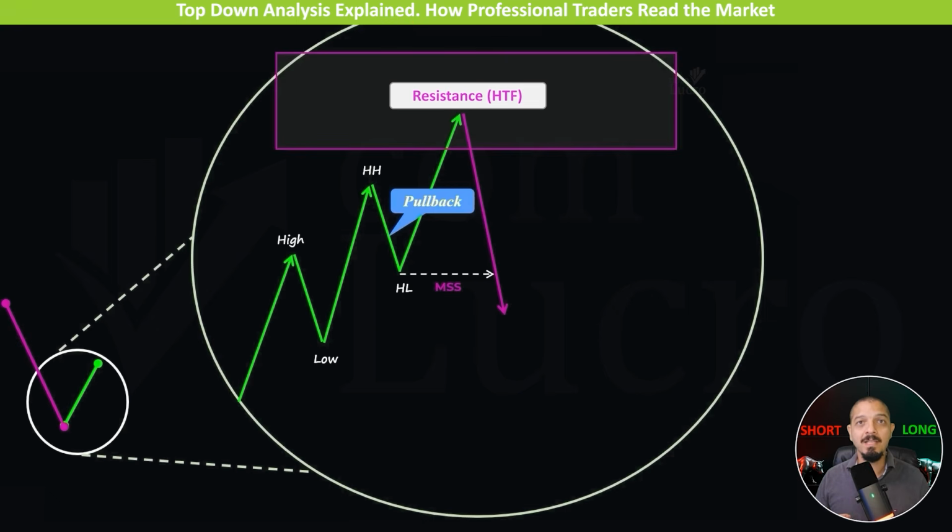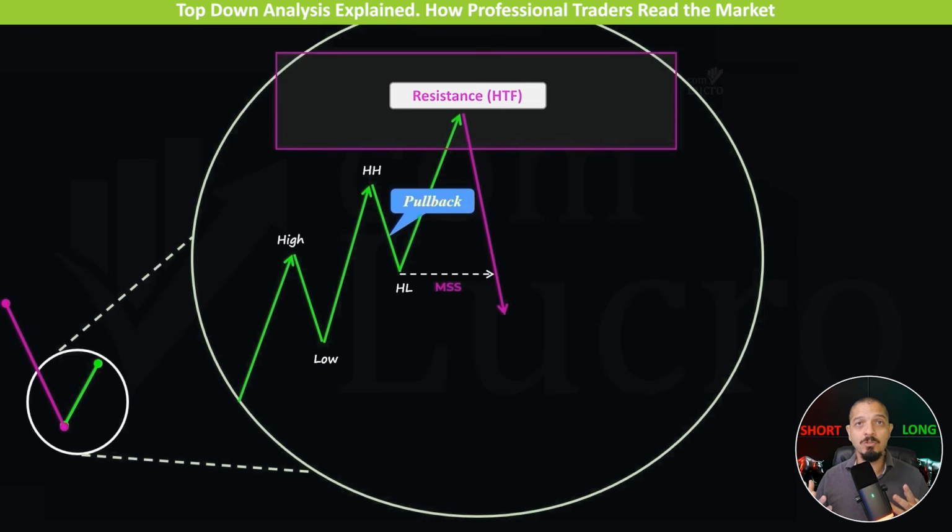For the shift to be valid, the move must originate from a key unmitigated level on the higher time frame. This is why a solid understanding of market structure is so critical. Without it, you are far more likely to misread the chart and expose yourself to avoidable losses.